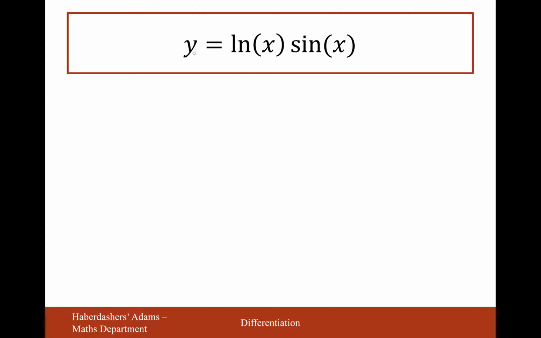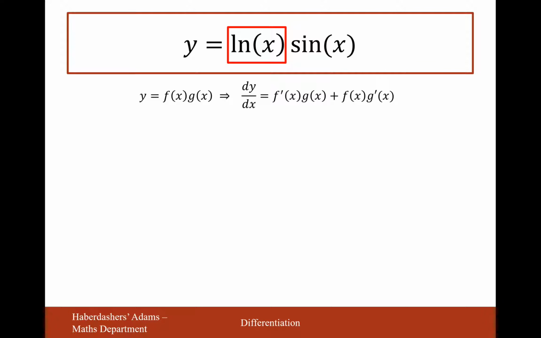Let's move on to this one. We have y equals ln x times sine x. So here we clearly have two functions that are being multiplied together. One function is not inside the other function, it's just ln x and sine x that are being multiplied together. So here this is a case of the product rule. Let's get started differentiating.